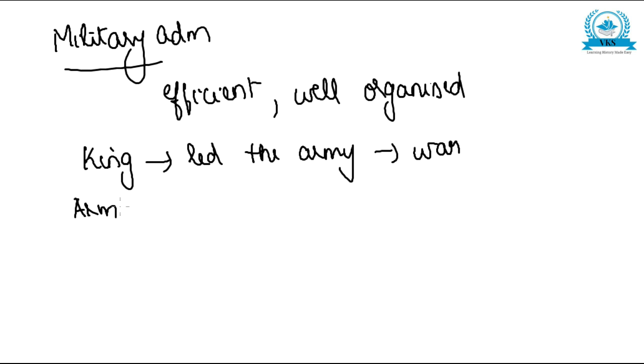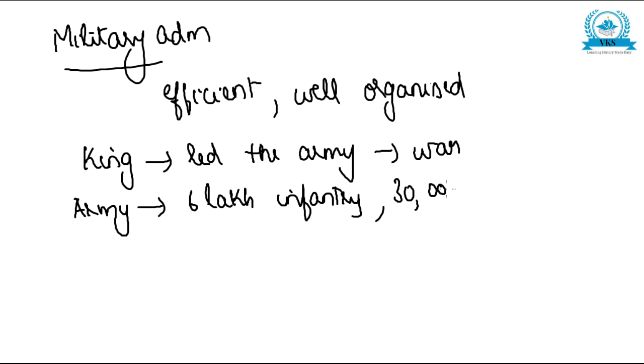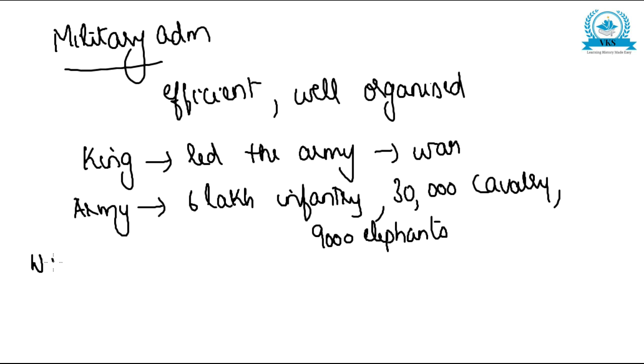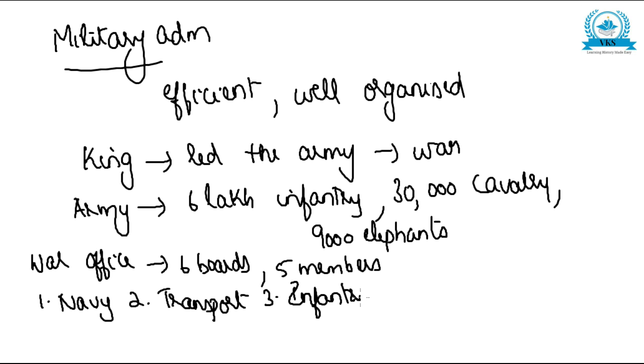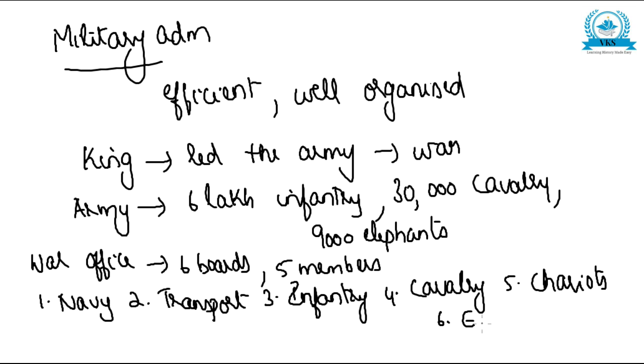The army of Chandragupta Maurya consisted of 6 lakh infantry, 30,000 cavalry, and 9,000 elephants. The war office also had 6 boards of 5 members. The 6 boards were: first, Navy; second, transport; third, infantry; fourth, cavalry; fifth, chariots; and the sixth, elephant force. So this was included in the war office.